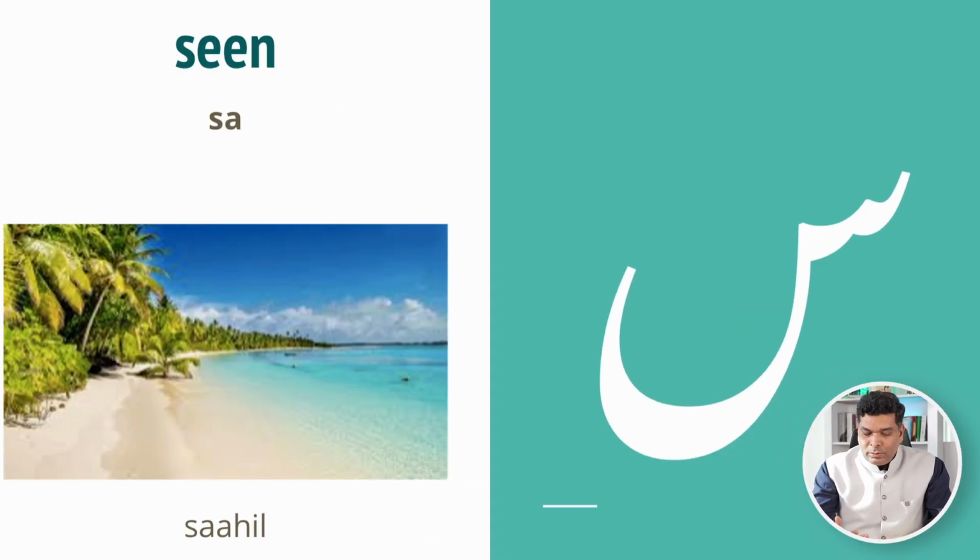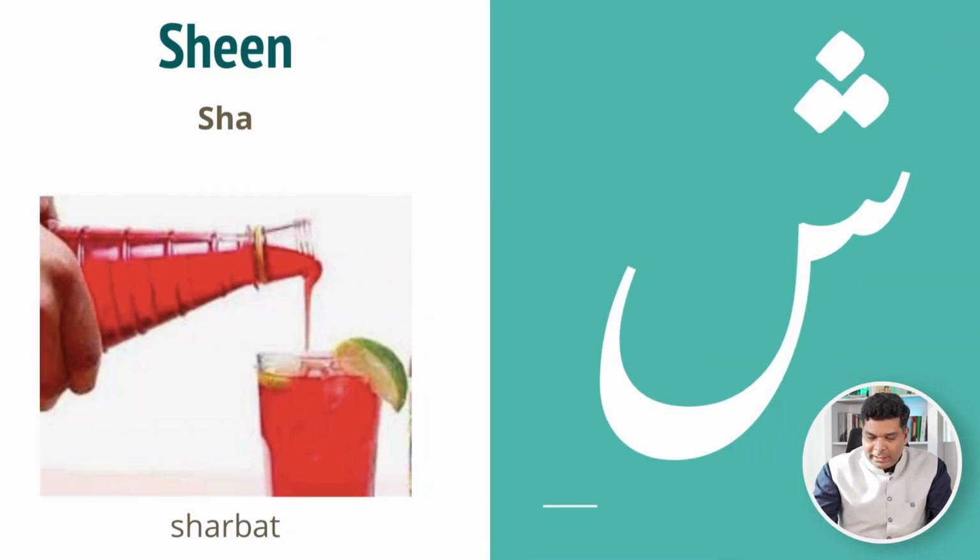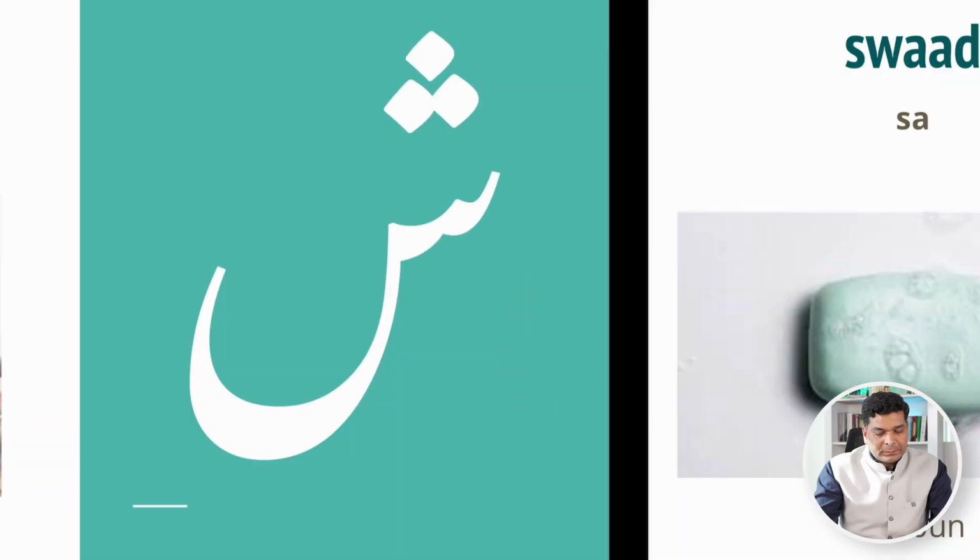Then we get to a couple of other groups. The one that you see on your screen is called seen, which gives you a sir sound. We had seen earlier another letter, but for now this is seen, sir sound. For example, sahil comes from this letter. You have sheen, which is seen with three noktas on top, and for example, sharbat comes from sheen.